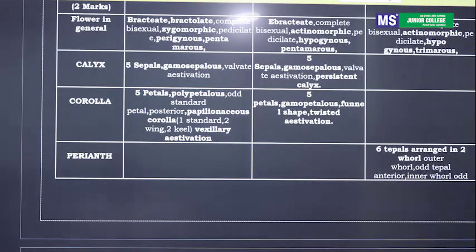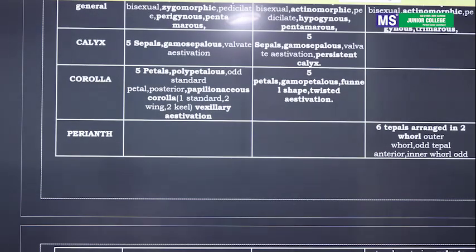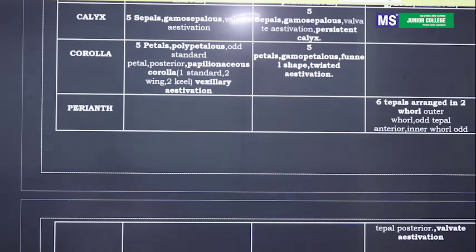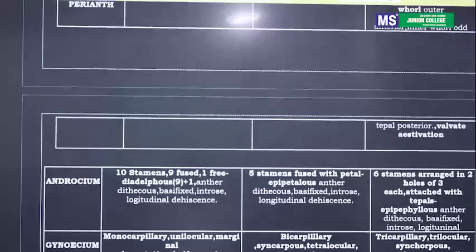And in the case of Liliaceae, there is no separation of calyx and corolla. We can find tepals as the perianth members. Here, totally 6 tepals are arranged in 2 whorls, outer whorl of tepals anterior and inner whorl of tepals posterior. The kind of aestivation in Liliaceae is valvate aestivation.